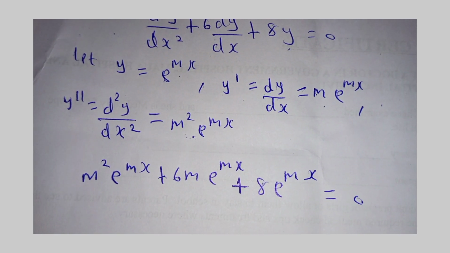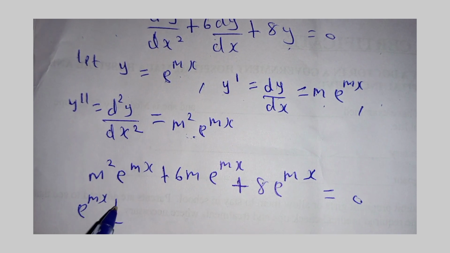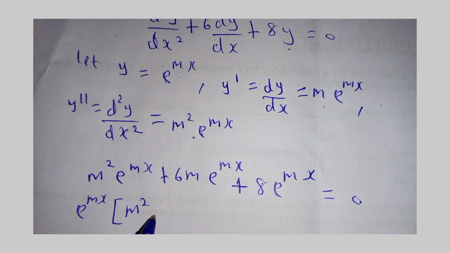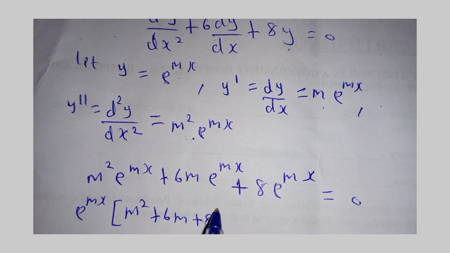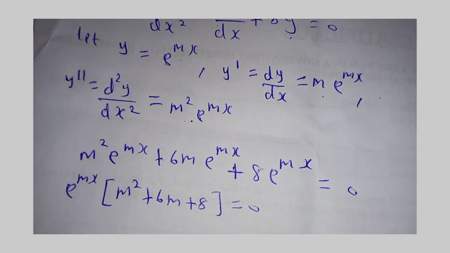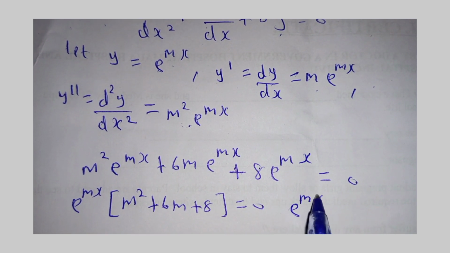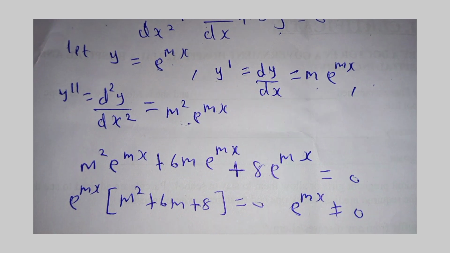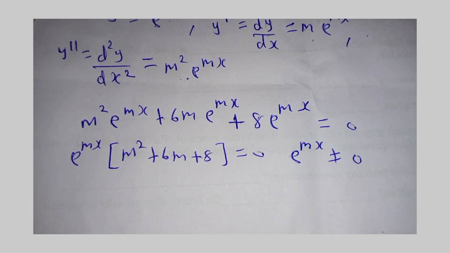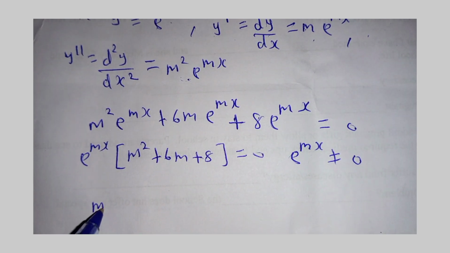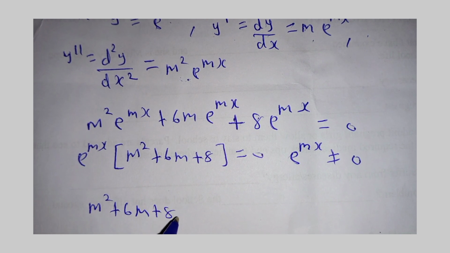So we can factor out exponential mx to be left with m squared plus 6m plus 8. This will give you 0. Now, we know that exponential mx can never be equal to 0, meaning that the only alternative we are left with in this case is to have m squared plus 6m plus 8 equal to 0.